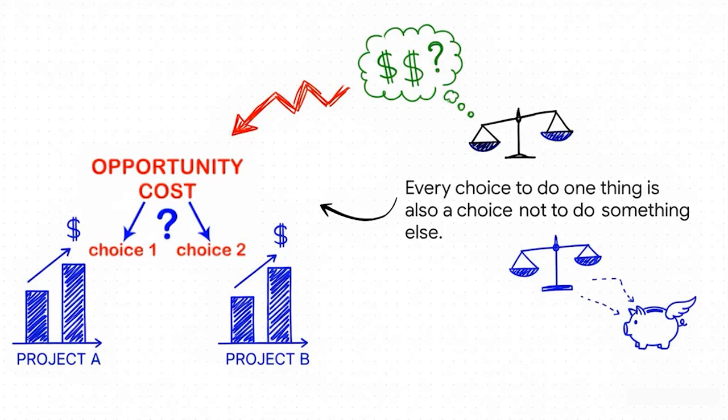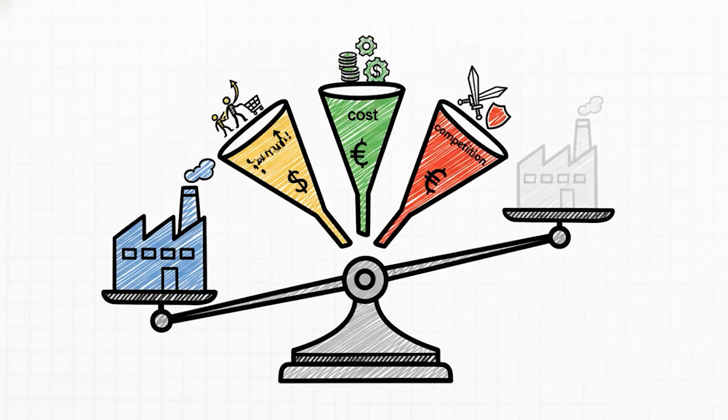Let me break it down. Let's say you choose to spend your afternoon working on Project A. That means you are simultaneously choosing not to work on Project B. The potential benefit you might have gotten from Project B, that's the opportunity cost of choosing Project A. And here is where everything we've talked about just clicks into place.